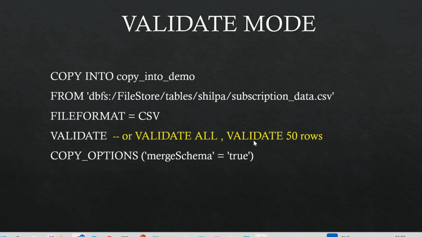So in this COPY INTO, after the file format that you have mentioned, you can use the keyword VALIDATE. It will validate the first few rows of the complete data set. If you want to validate all the rows present in the file, you can mention VALIDATE ALL. If you just want the first 50 rows, or let's say X rows, you can mention that number of rows after the VALIDATE keyword.